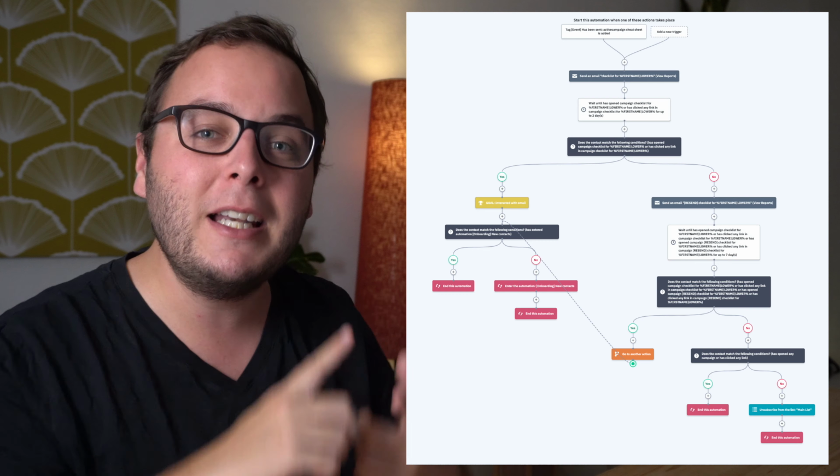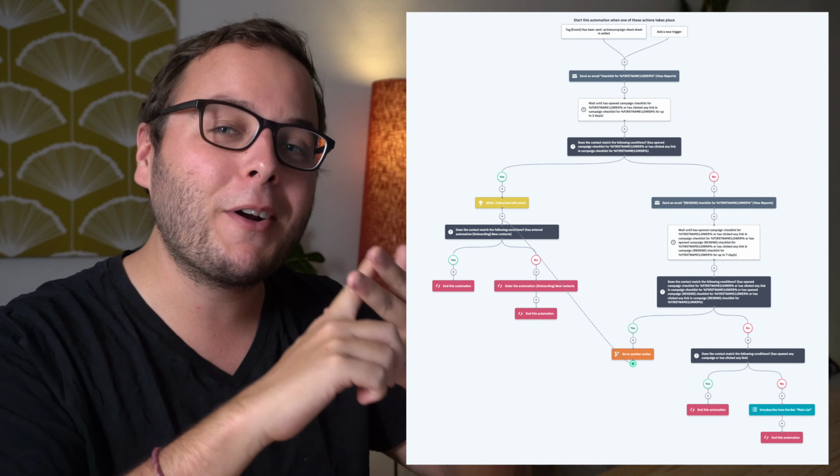So first, I want to give you a quick overview of where you can find automations in the automation builder itself, and then we're going to create a process or an automation to deliver a lead magnet and onboard new contacts. So let's just dive right in.